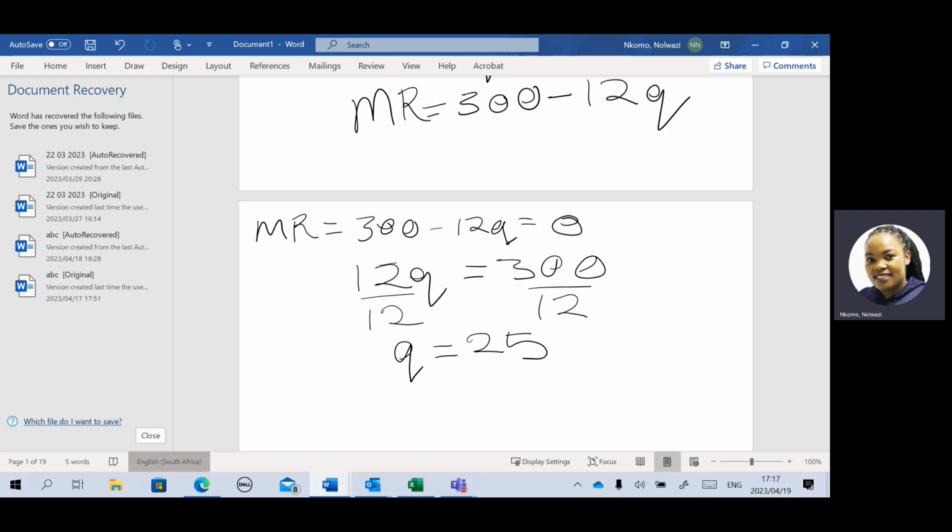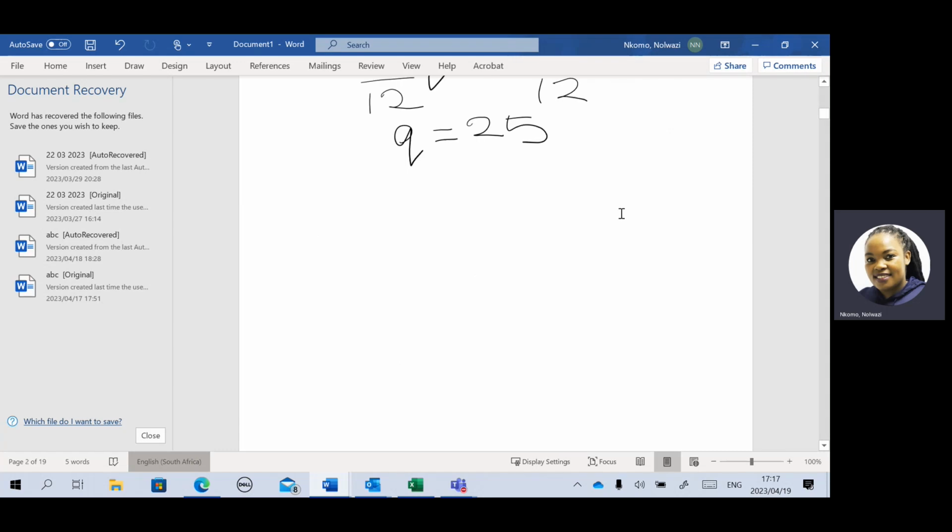Now we have Q equals 25. This is our turning point. The next step is to use the 25 and the second derivative test to find the nature of this turning point at Q equals 25. We need to determine whether this is a maximum point or a minimum point.